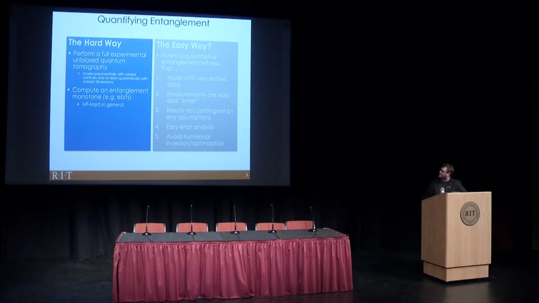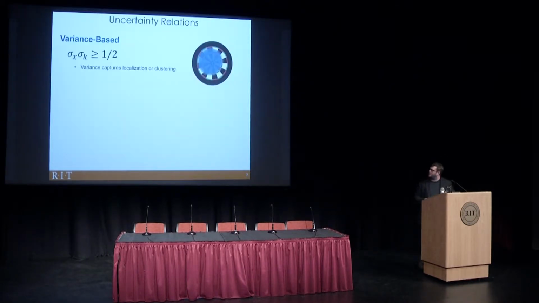So invent a quantitative entanglement witness that has some nice properties. It might work with very limited data. That's necessary. We need our measurements to be easy and smart. We want our results not to be contingent on any assumptions we might make about our system. We want easy error analysis, and going along with these, you want to try to avoid any kind of intense computational aspects that you might have.